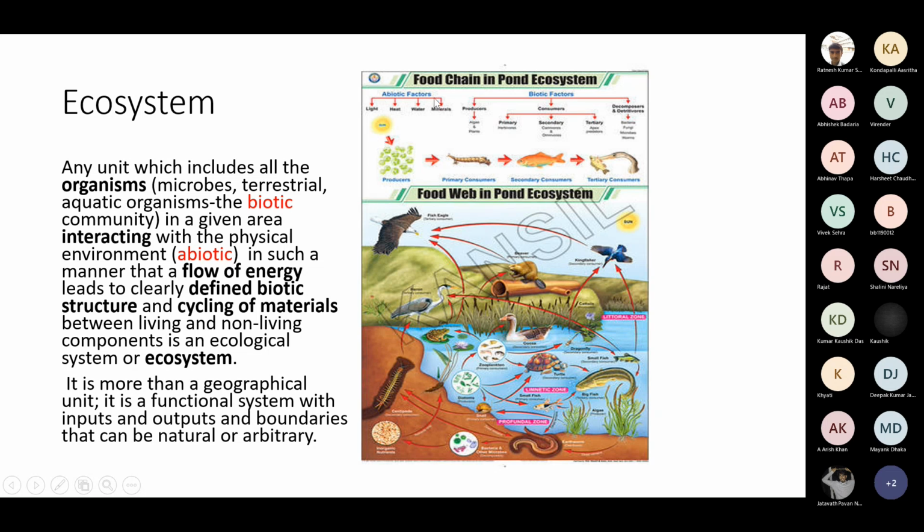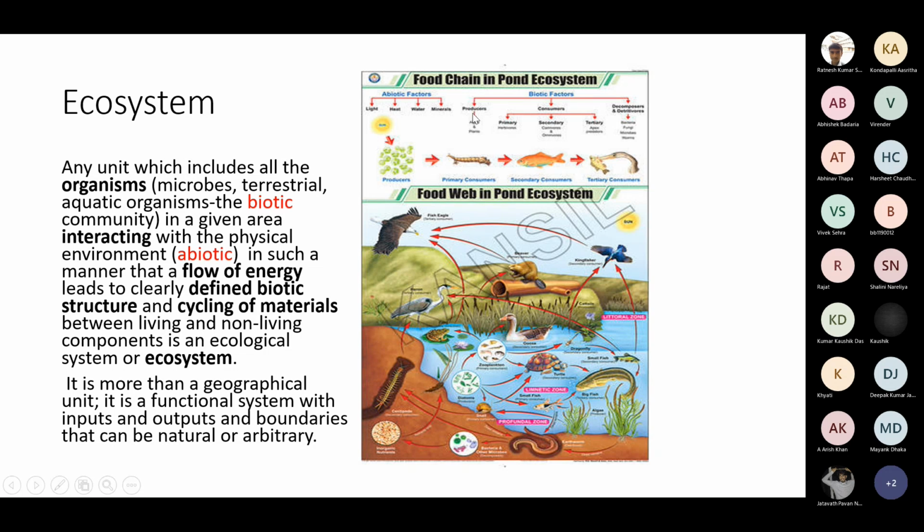The abiotic factors shown here on the top are light, for example, heat, water, and minerals, etc. So these are the non-living components. Okay, and the biotic or living factors, the living things which are organized there, are arranged in a certain manner in an ecosystem. It is not a haphazard system. The biotic factors or the living system is organized in a certain structure.